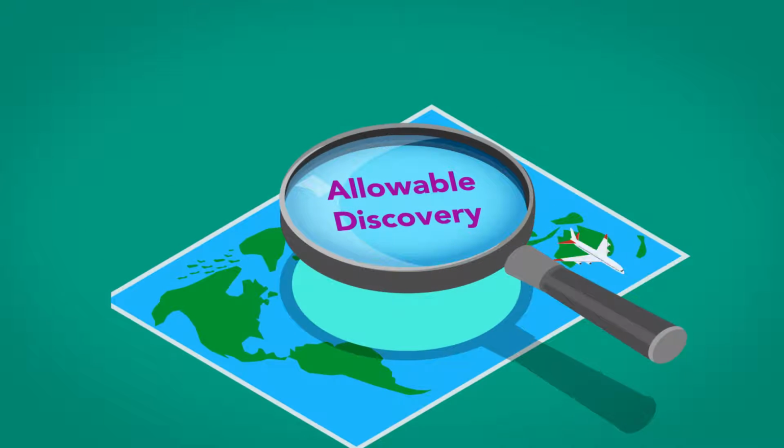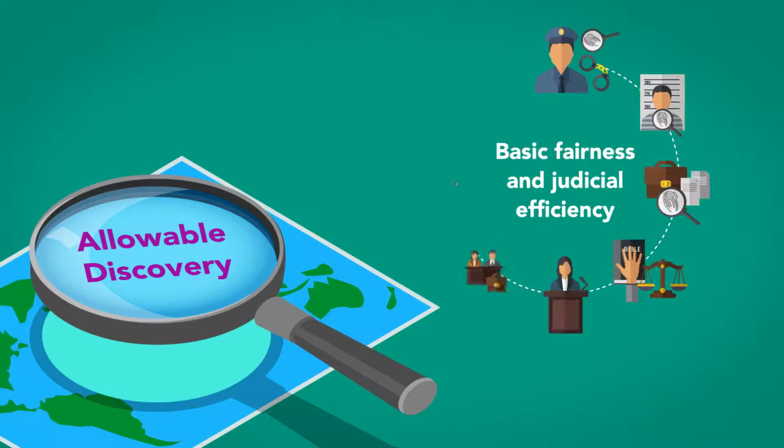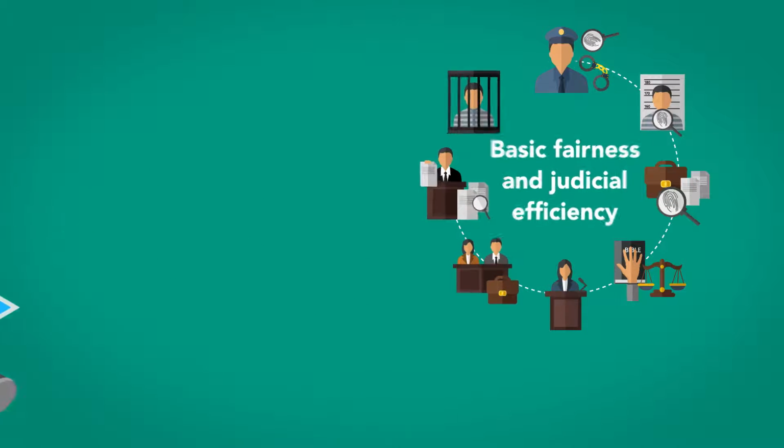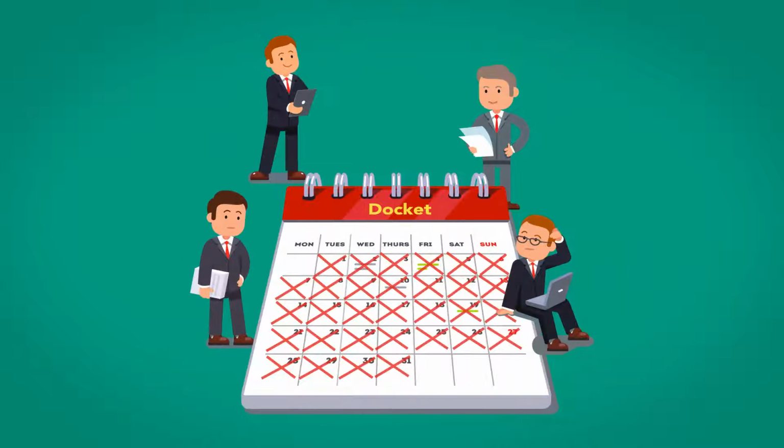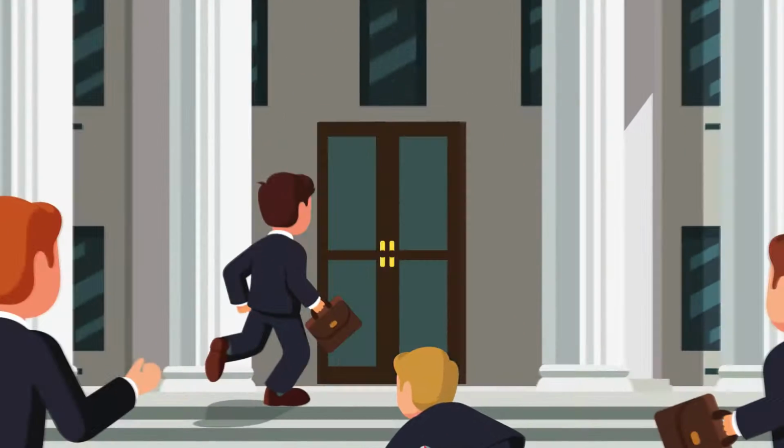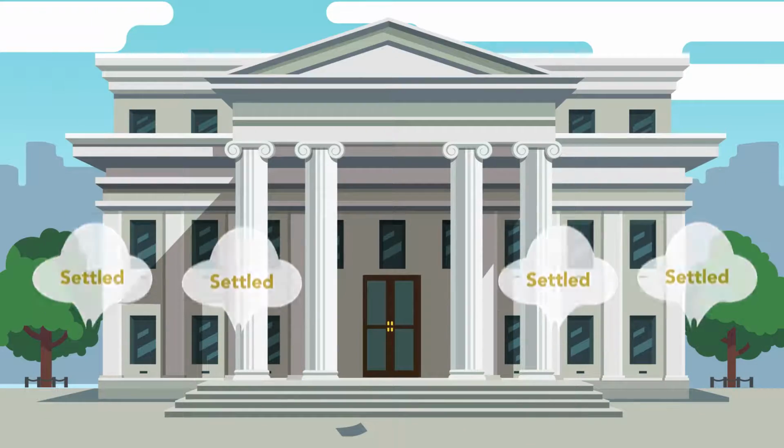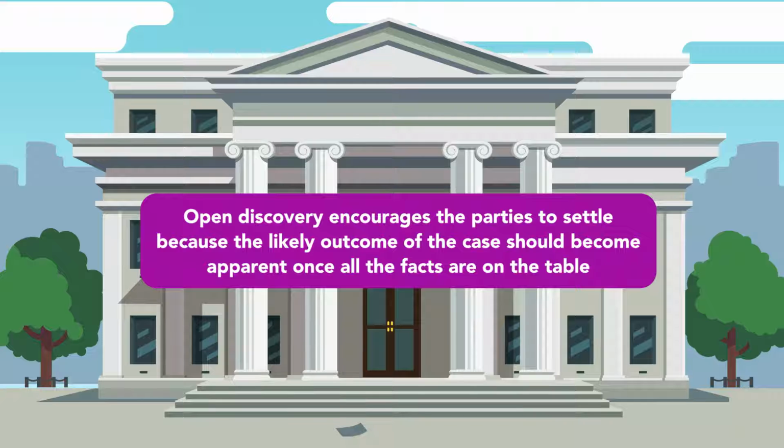The reasons for broad discovery allowance are basic fairness and judicial efficiency. Due to crowded dockets, courts are looking for any way to settle cases before they go to trial. Open discovery encourages the parties to settle because the likely outcome of the case should become apparent once all the facts are on the table.